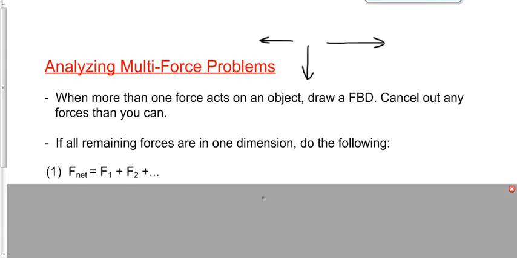You're going to say F net is equal to all of the forces that you have left. If you have 2 forces left, then we'd say F net is equal to F1 plus F2. If you have 14 forces left that haven't canceled out, then it would be F1 plus F2 plus F3 and so on. Remember that F net is the total unbalanced force. So we're going to say F net is equal to the total of all the forces. Make them all positive. Just leave it all positive here. We'll worry about direction later on.